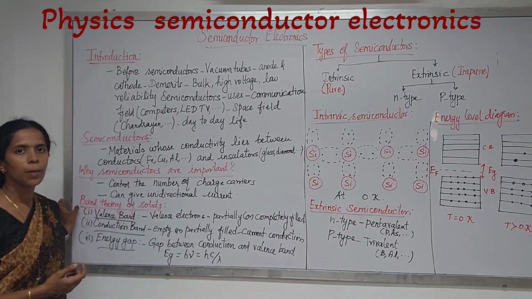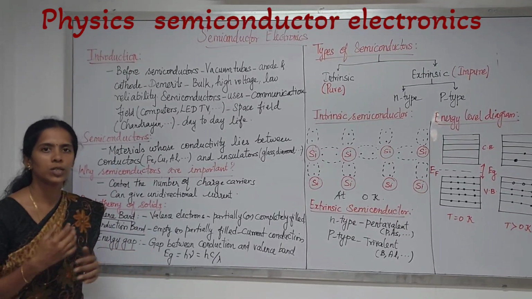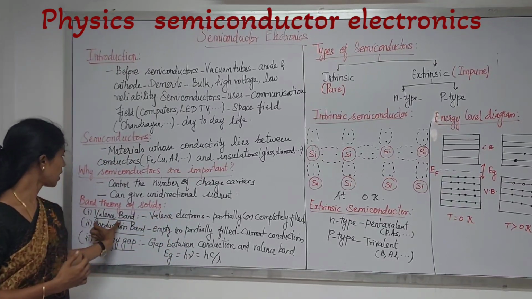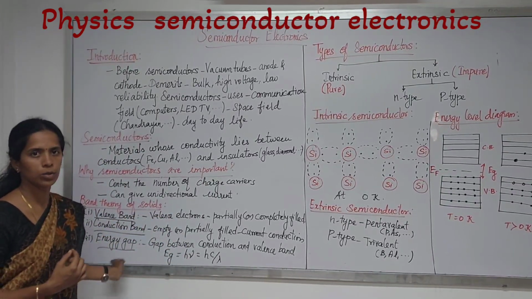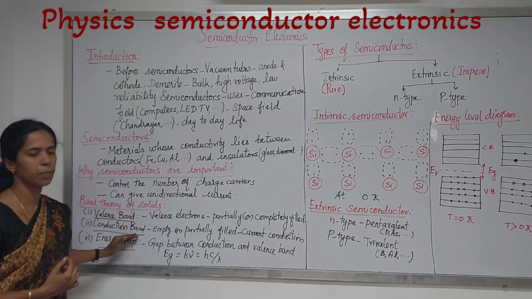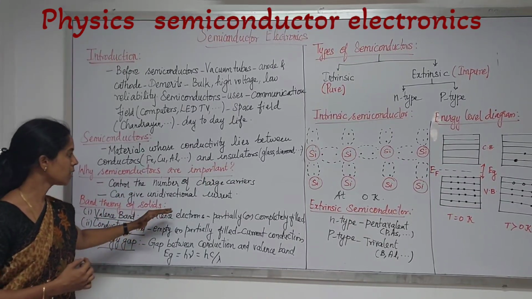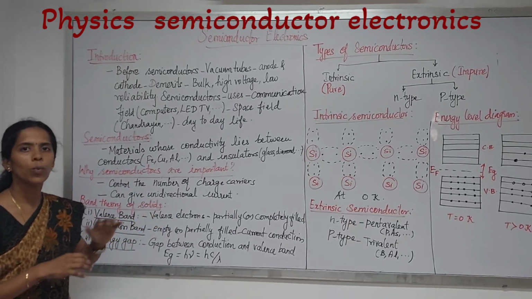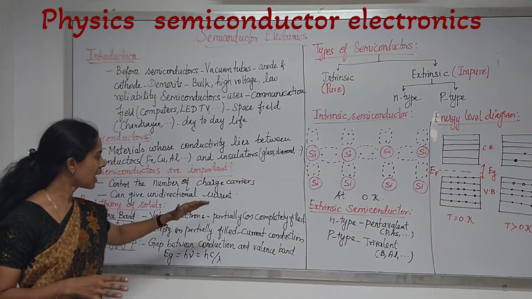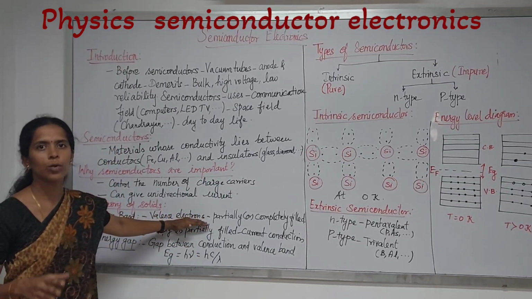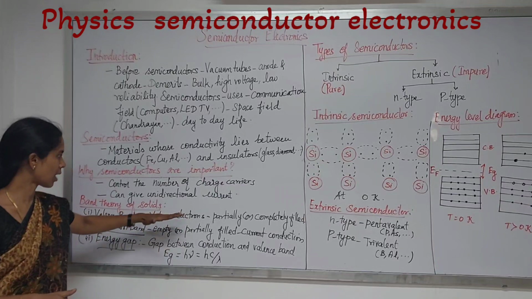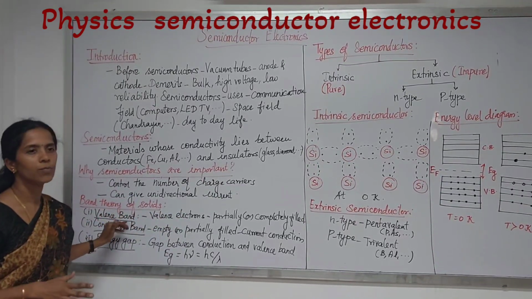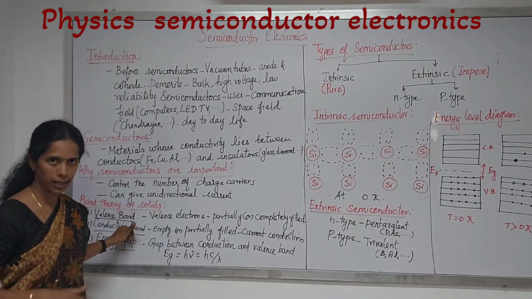Next, we are going to see the band theory of solids and the structures inside the semiconducting materials. Before that, we discuss two different bands: the valence band and the conduction band. What is a valence band? The valence band consists of the valence electrons. This valence band is always completely filled, and these electrons cannot contribute to current conduction. We have to keep this in mind: the valence electrons present in the valence band do not contribute to current conduction.